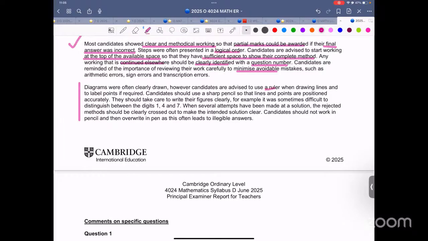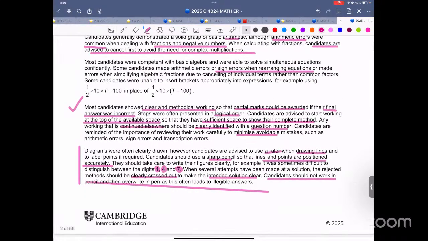However, candidates are advised to use a ruler when drawing lines. Of course, you need a ruler to draw a line. Candidates should use a sharp pencil so that lines and points are positioned accurately. Very important. They should take care to write the figures clearly. For example, sometimes it was difficult to distinguish between the digit 1, the digit 4, and the digit 7. When several attempts have been made at the solution, the rejected method should be clearly crossed out. To make sure intended solutions are clear, candidates should not work in pencil and then overwrite in pen. This often leads to illegible answers.